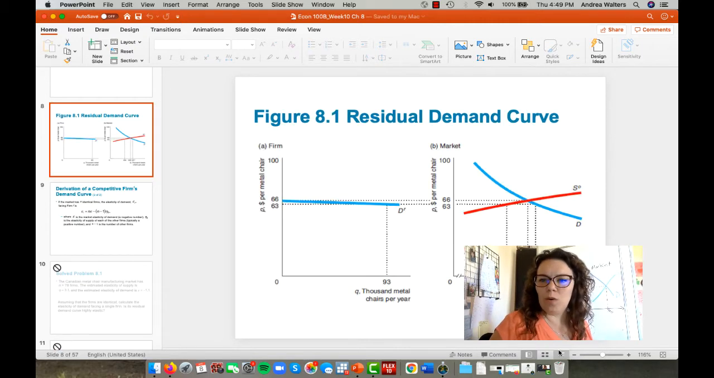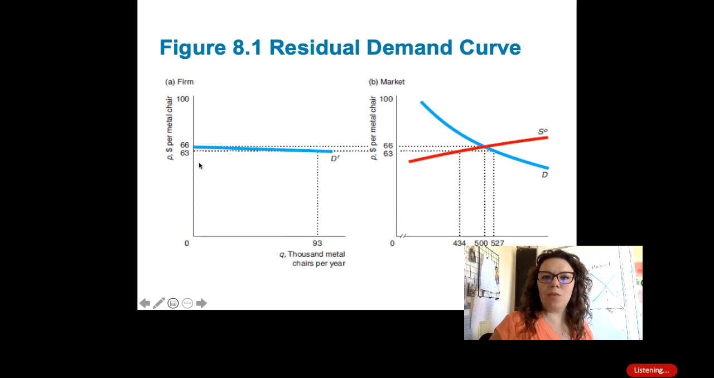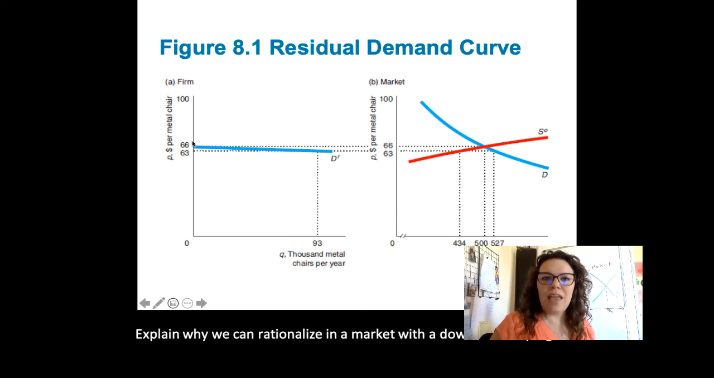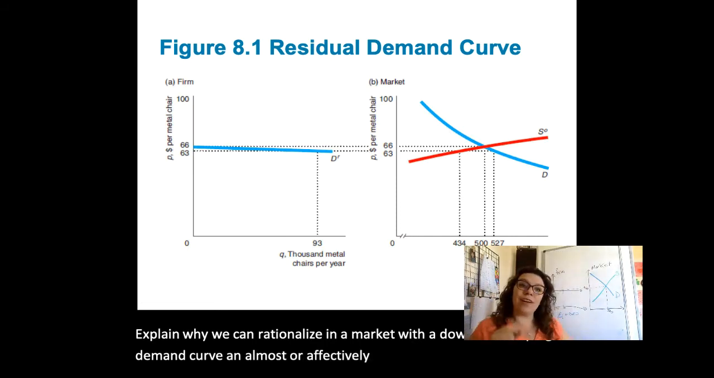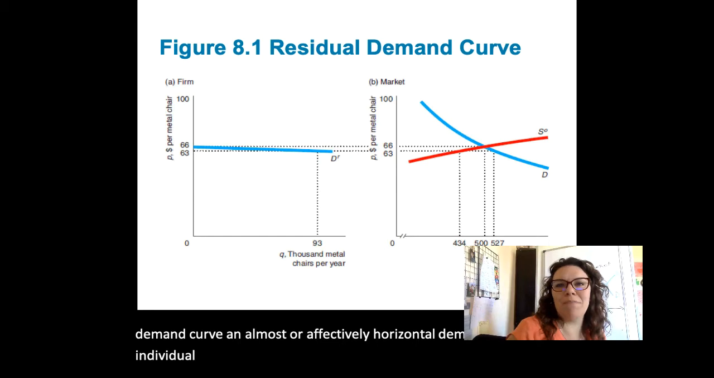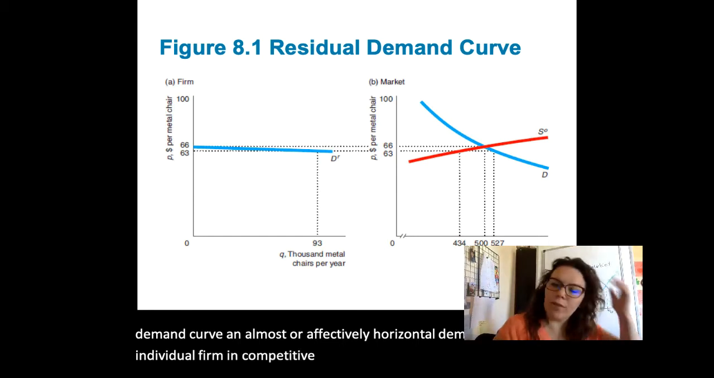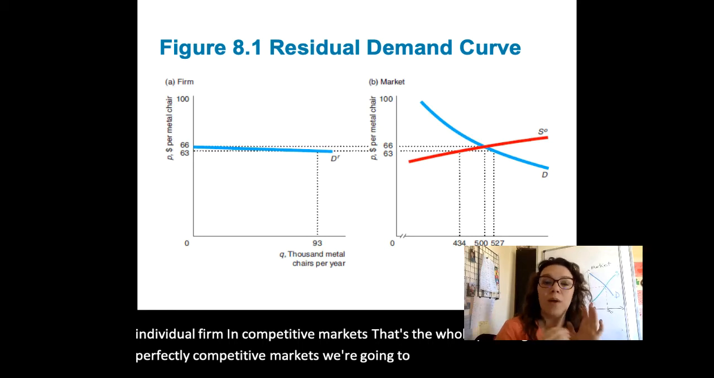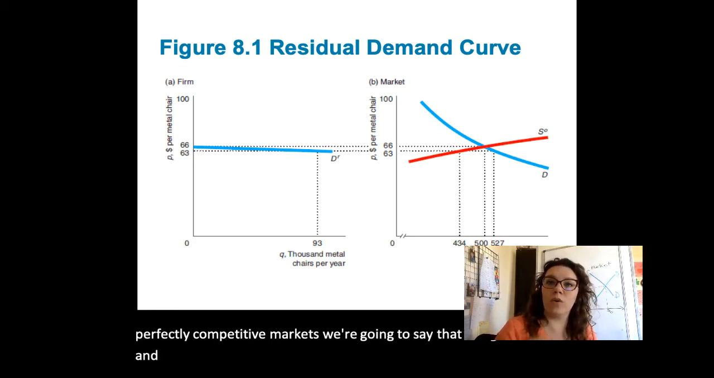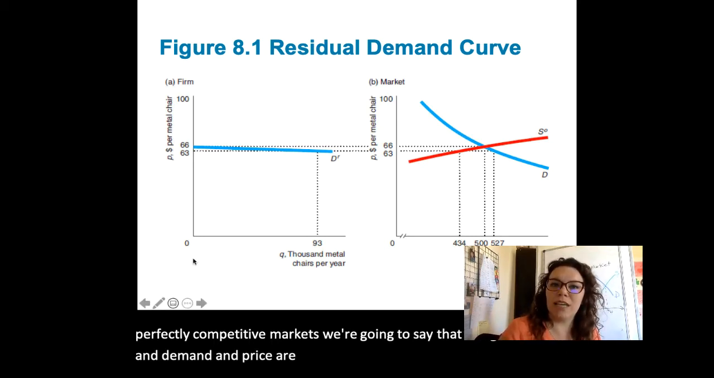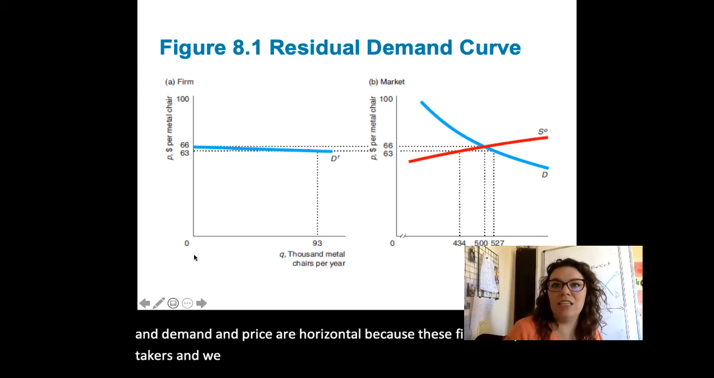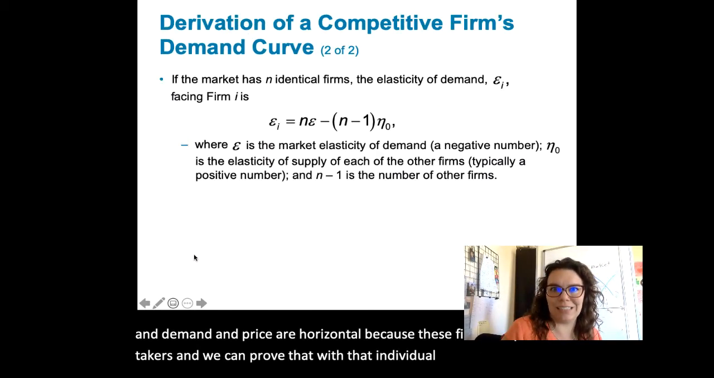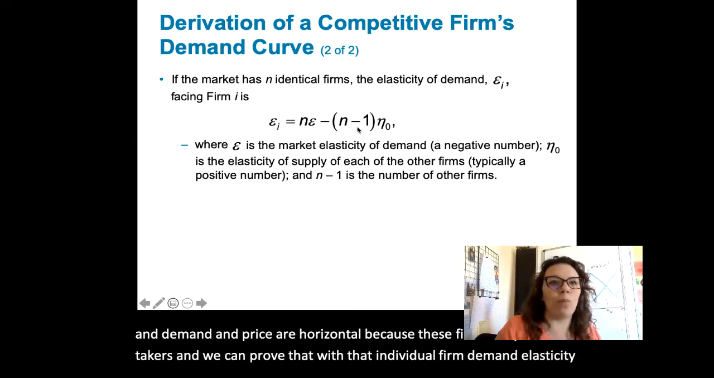And the whole point was to explain why we can rationalize, in a market with a downward sloping demand curve, an almost or effectively horizontal demand curve for an individual firm in competitive markets. That's the whole point, right? In perfectly competitive markets, we're going to say that marginal revenue and demand and price are horizontal because these firms are price takers, and we can prove that with that individual firm demand elasticity. And that's the whole point of this exercise.